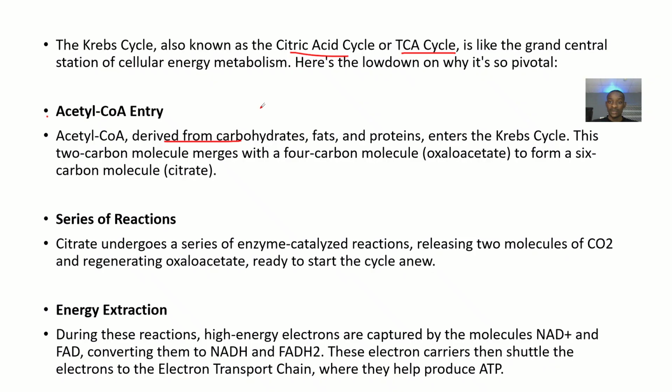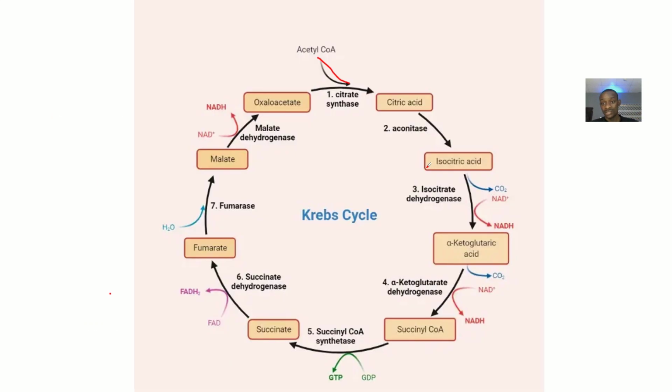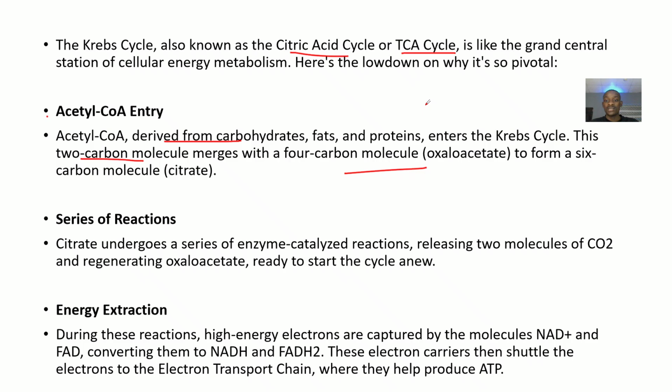Okay, so now this two carbon molecule merges with a four carbon molecule known as oxaloacetate to form a six carbon molecule known as citrate. Okay, so this acetyl CoA binds with oxaloacetate and forms citric acid or citrate. Anyone is still the same thing. Okay, then moving to the next one now.